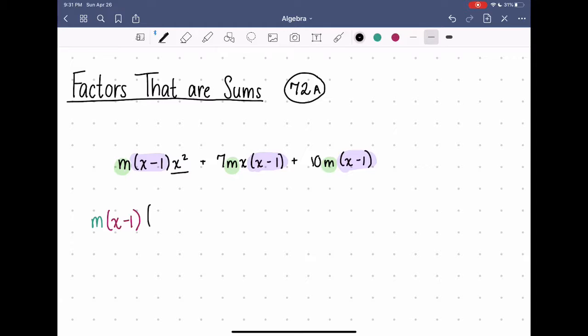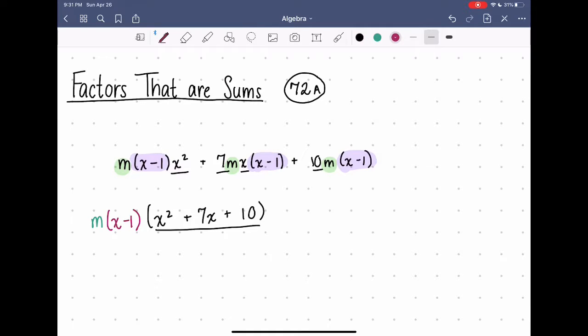So in my first term, I still have an x squared. In my second term, I have a 7 and an x, so I can say plus 7x. And in my last term, I have a 10, so plus 10. And now I have set this up so that I can factor this whole thing right here. And I'll just ignore the things on the left that I factored out, but I'll make sure that I put them there in my final answer.